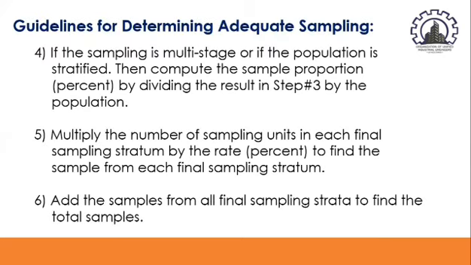And step number 4, if the sampling is multi-stage or if the population is stratified, then you need to compute the sample proportion by dividing the result in step number 3 by the population. And number 5, you need to multiply the number of sampling units in each final sampling stratum by the rate to find the sample from each final sampling stratum. And finally, you need to add the samples from all the final sampling strata to find the total sample.